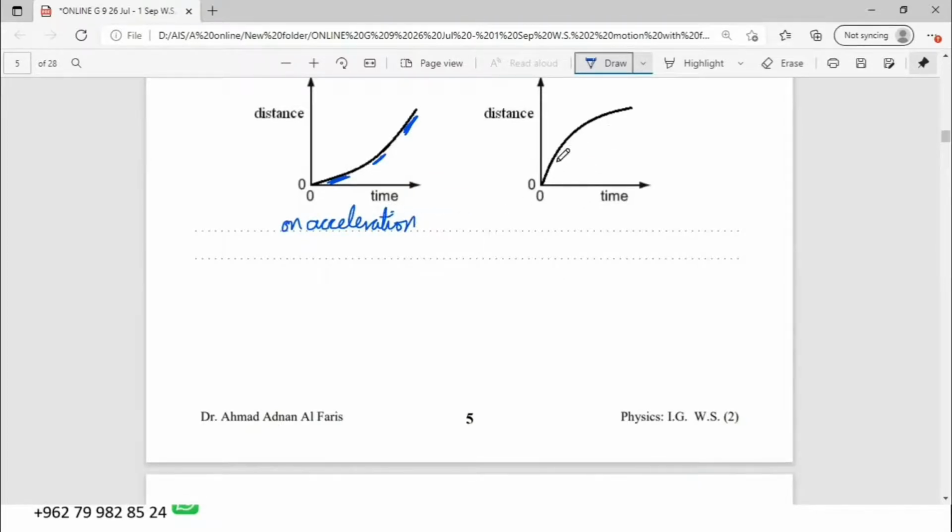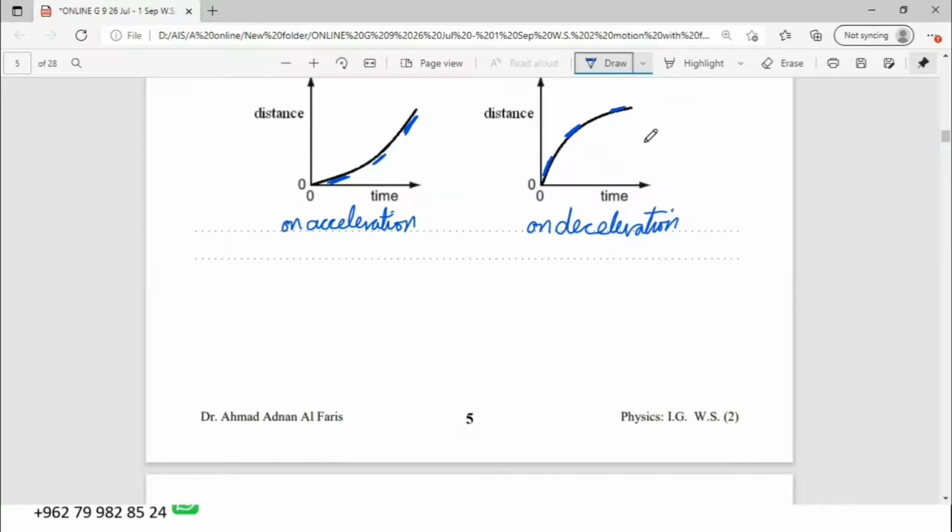Well, what about this one? There was speed and the speed is decreasing. The line becomes less steep. What's the word? Decreasing speed, or deceleration. On deceleration. Bravo. On deceleration. So here speeding up, here slowing down, here on acceleration.